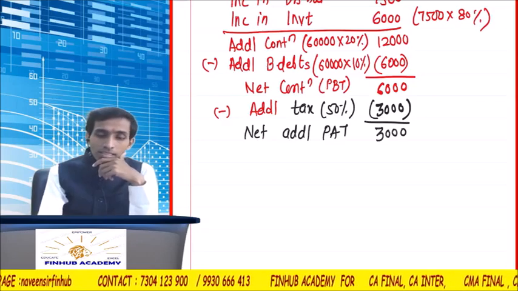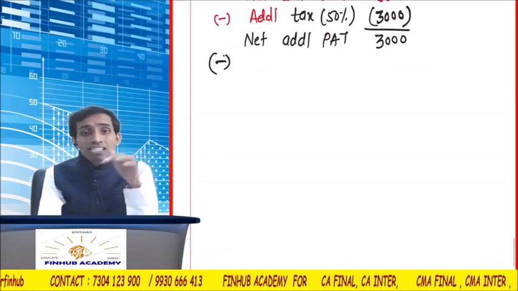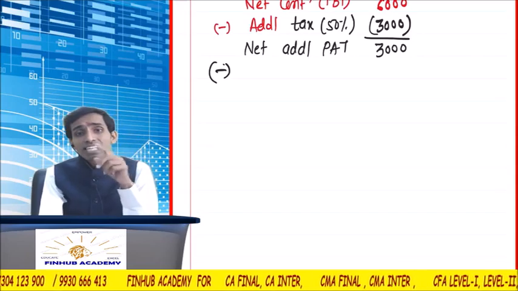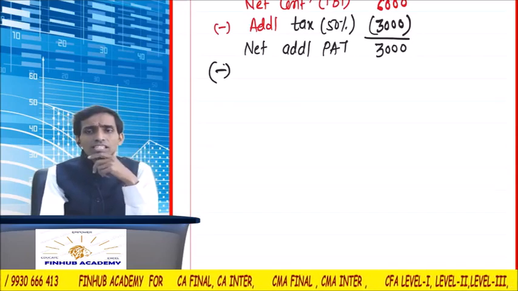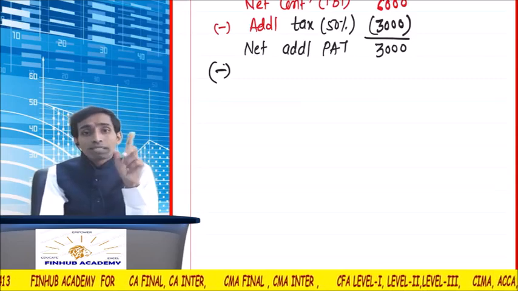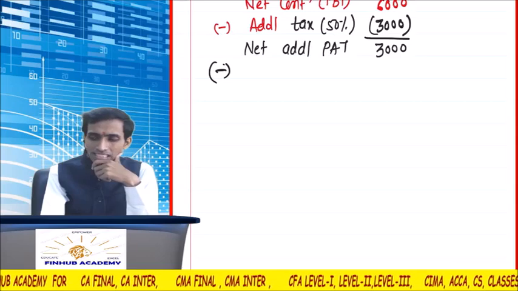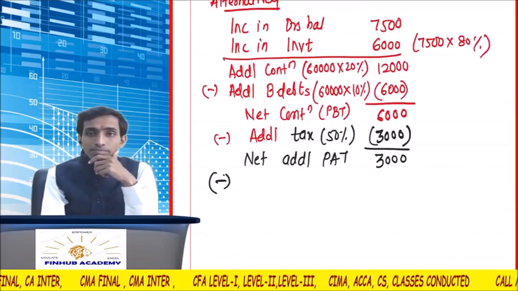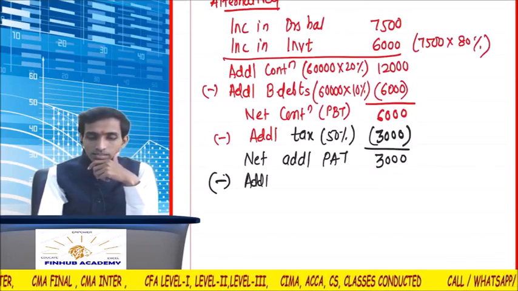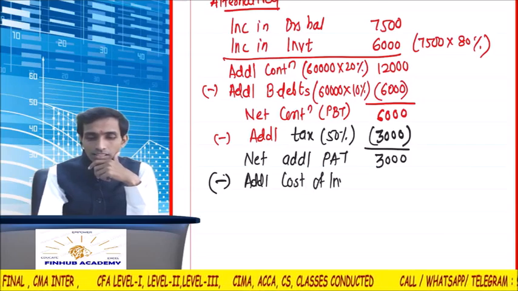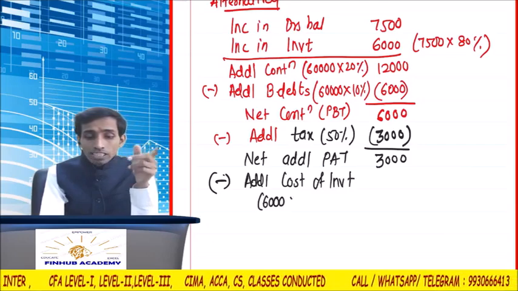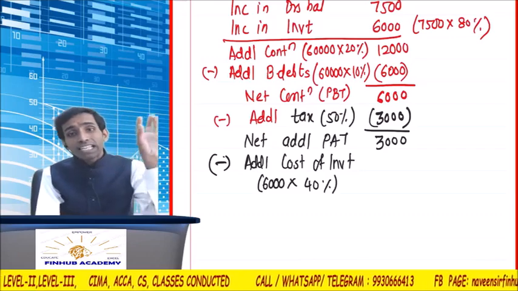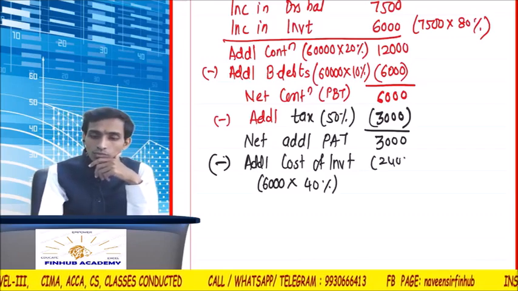Do you agree? If you remember, from this additional contribution, what did we used to minus? Additional cost. First is additional collection and fixed cost. It is not there. No additional collection or fixed cost. Additional cost of investment, it is there. How much is my investment? 6,000. What is my opportunity cost? 40%. My required rate of return, what I can get outside, is 40%. So this is 2,400 minus.